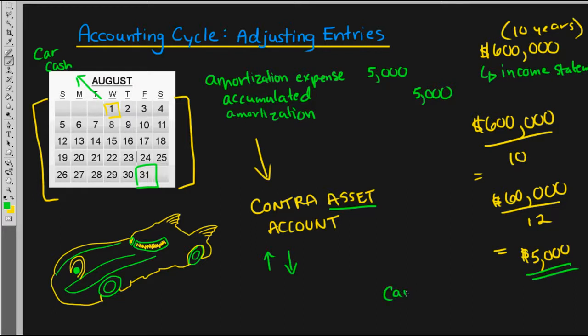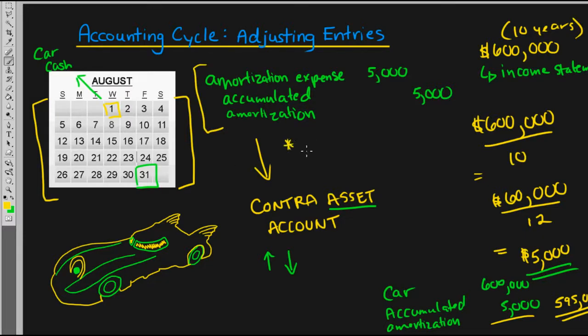They're kind of like best friends. So if you have the car account, you'll always have accumulated amortization right underneath it on the balance sheet to show maybe that. So we have $600,000 of a balance for the car, and then our accumulated amortization would be like $5,000. So the net value of the car would be $595,000 after 1 month. So they stick together, they're best friends, and this is the way we show the adjusted entry to report the usage of the car for 1 whole month.